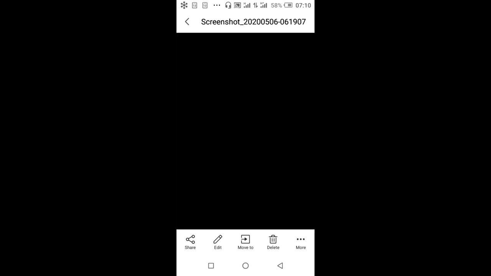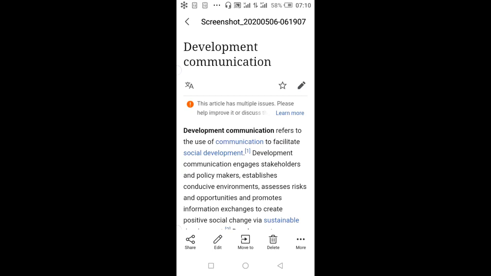It led to the growth of the agricultural sector. It brought about development. Money was made by the local farmers as a result of this. So this is part of what development communication tends to achieve. Now we say it establishes a conducive environment, and assesses risks and opportunities. Yes. In a society, risks and opportunities are assessed.